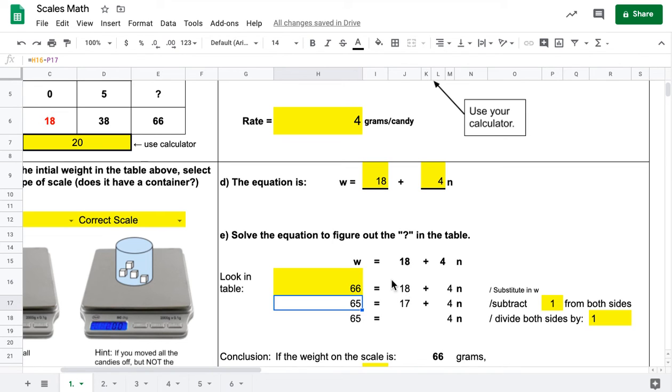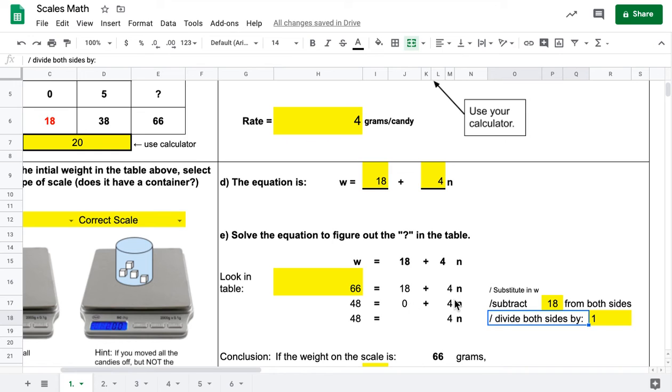Take the container right off the scale. So how much do I need to take off both sides? Because whatever you do to one side, you have to do to the other with an equation. So then I would subtract 18 off each side. Now if I do that, look at that, that's 0. That means the container is gone.